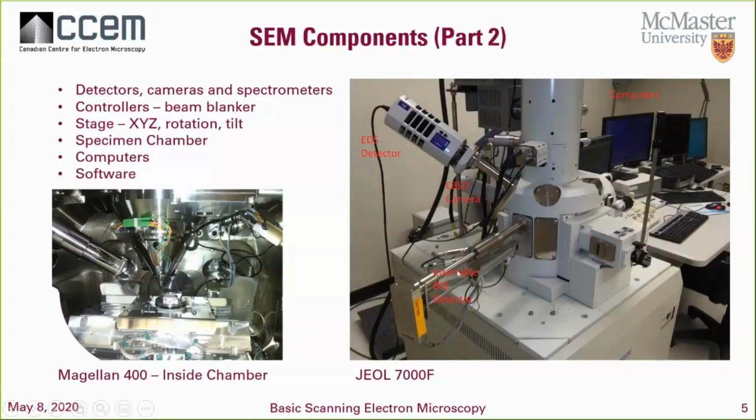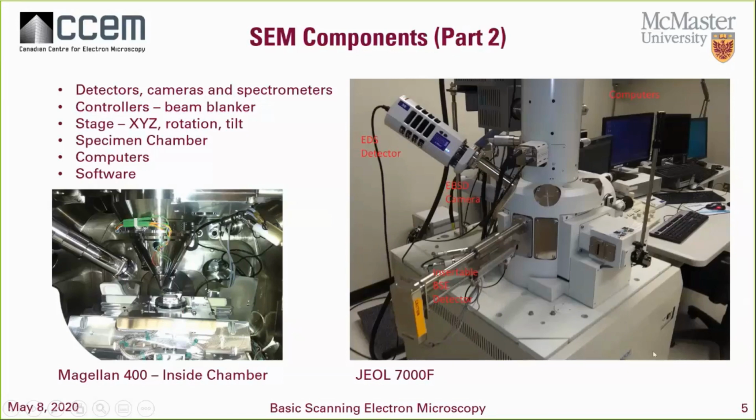Over here on the 7000, you can see the various detectors that are present. So we have an EDS detector up here. At the back here, we have an EBSD detector. And at the side here, we have an insertable backscatter electron detector.